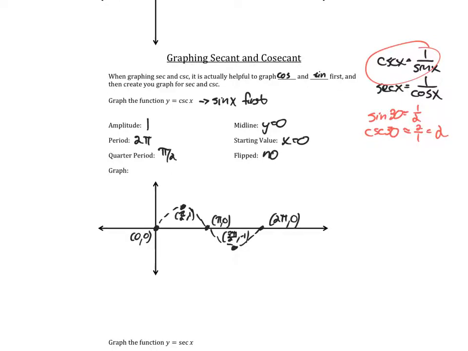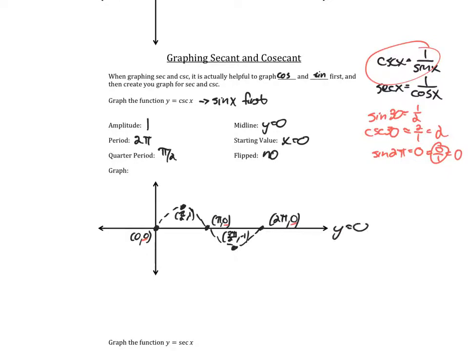So let's start with all the intercepts at (0, 0), (pi, 0), and (2 pi, 0). The question is, what would the reciprocal be of 0 at these points? Remember, the way we found these values was using right triangles where the hypotenuse is 1. So when we say sine of 2 pi is 0, we're really saying it's 0 over 1. What would the reciprocal of 0 over 1 be? It would be 1 over 0, which gives us undefined.